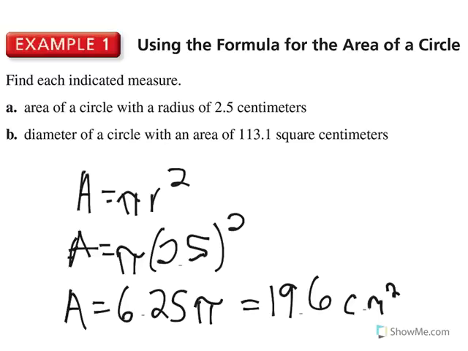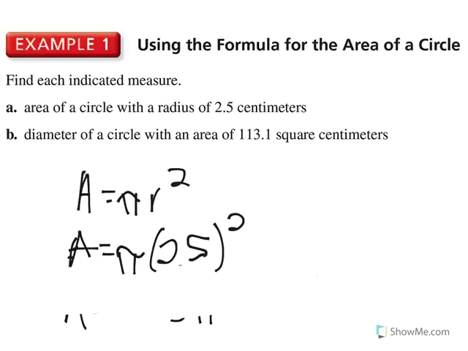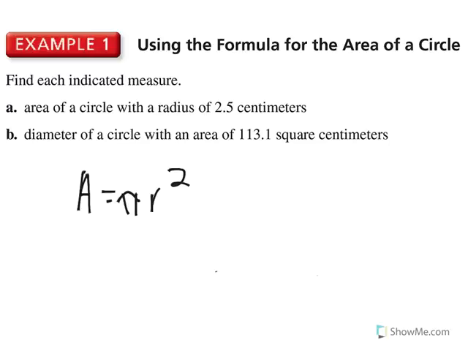So then we can look at B. So I'm going to erase this. I'm going to leave my area formula because I'm going to be using it again. So diameter of a circle with an area of 113.1 square centimeters. So if we plug that part in, that's the area. So we're going to plug that in for A. So we have 113.1 is equal to pi r squared. Okay, and notice it's asking for the diameter. So we're going to first solve for the radius, then we can be able to find the diameter from there.